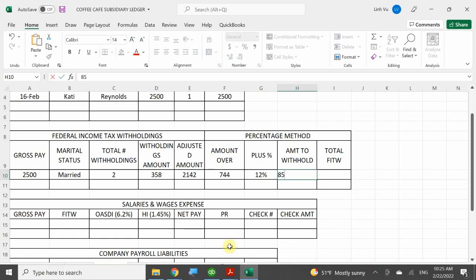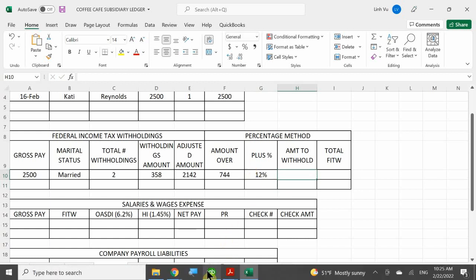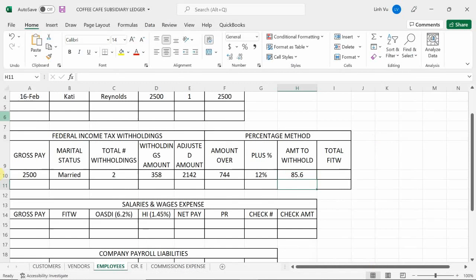$85.60. So in this case, we need to take the amount in excess. If the government lets her keep $13.98, this is how much extra money she's earned. She's earned $744 extra. Because she falls in the 12% bracket, we're going to take the amount of excess and multiply it by 12% to get a total of $89.28.